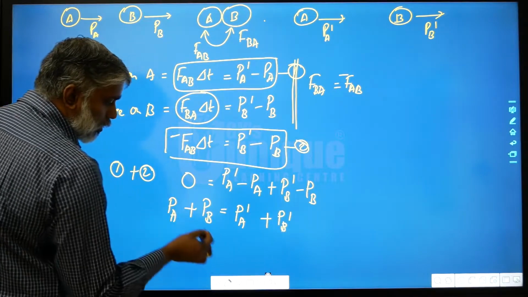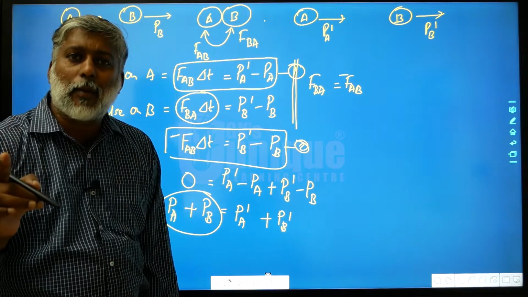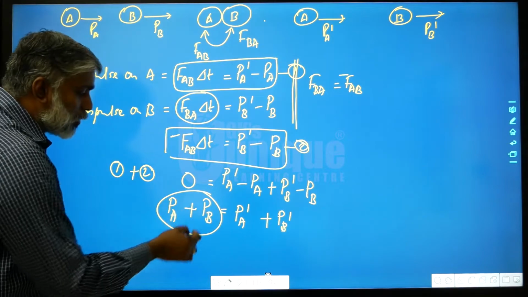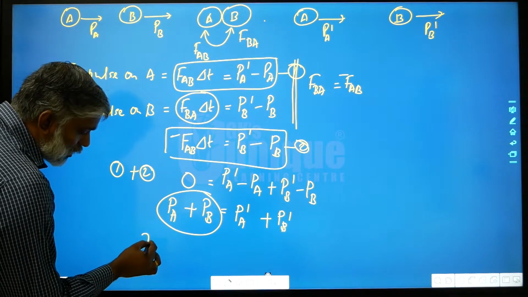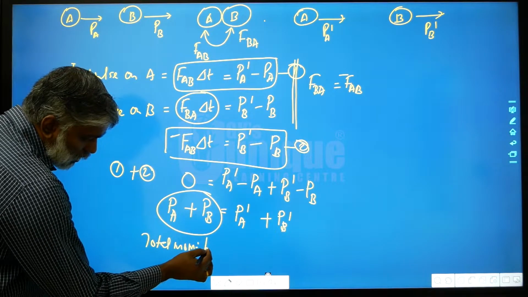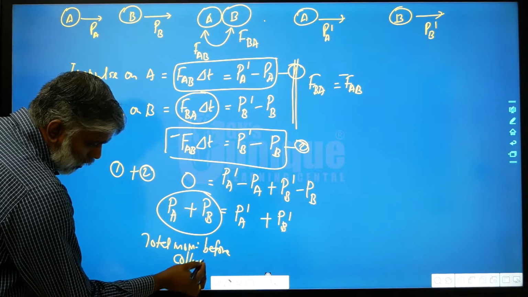ഇനി ആൻസർ പറയണം. What is PA plus PB? PA is the initial momentum of A. PB is the initial momentum of B. So PA plus PB is what? Total momentum before collision. Any problem? This is the total momentum before collision.